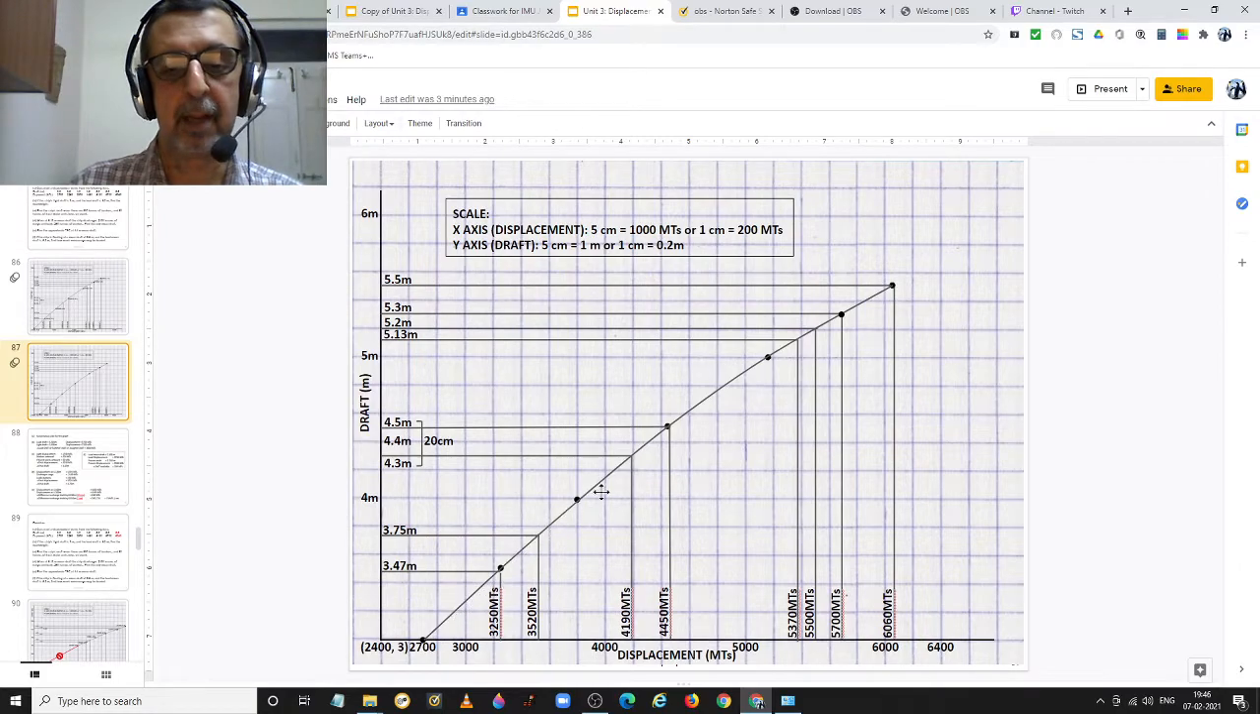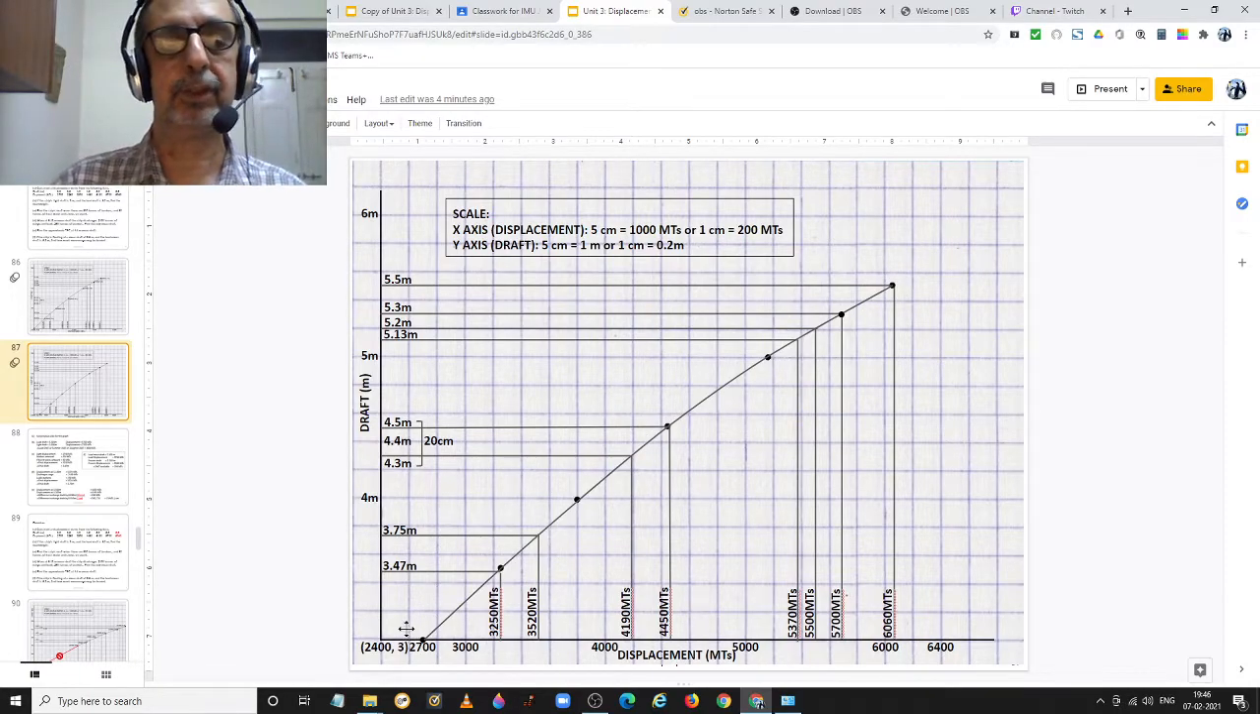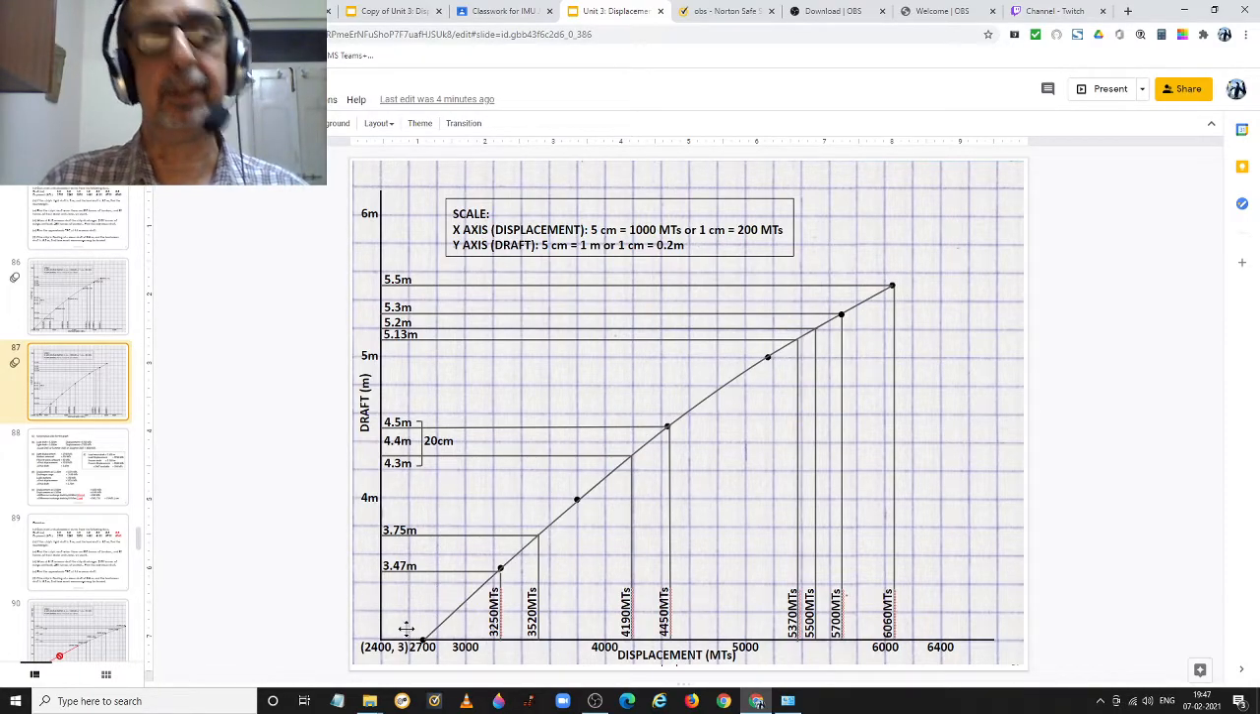And from there we proceed to mark off all the points, the 7 points that are required. We draw exactly the same diagram. For the displacement curve, we mark off the drafts required and the displacements required, or the displacements required and the drafts that are calculated from our graph. If you notice, the graph is exactly the same except that the point of origin is marginally different.